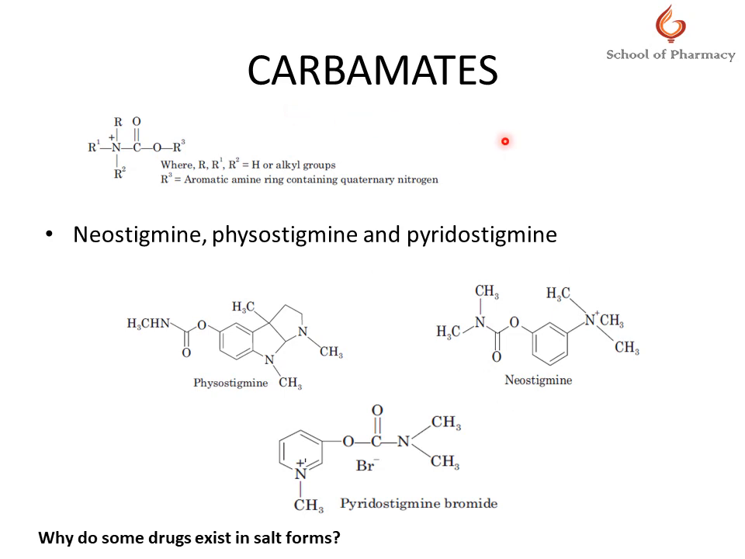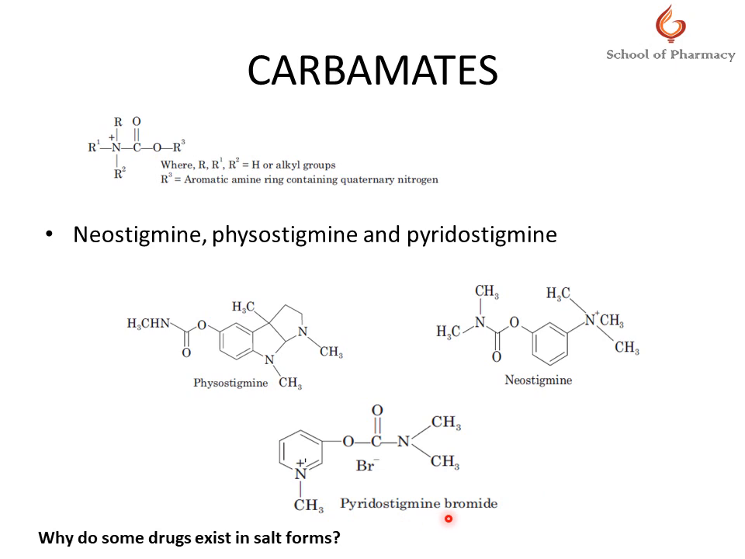Okay, now first let's discuss the carbamates. This is the general structure of the carbamates, where there is R1, R2 and R3. R1 and R2 may be hydrogen or some alkyl groups. R3 is an aromatic amine ring containing the quaternary nitrogen. Examples are neostigmine, physostigmine and pyridostigmine. These are the structures: physostigmine, neostigmine and pyridostigmine bromide.